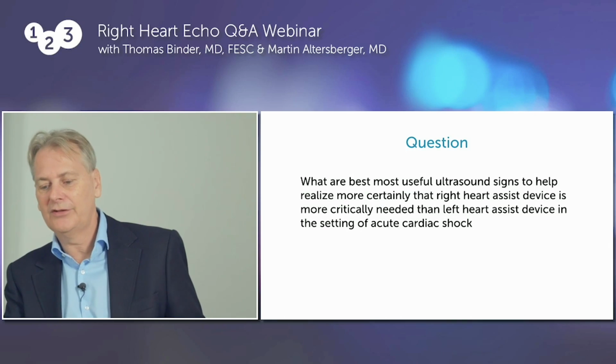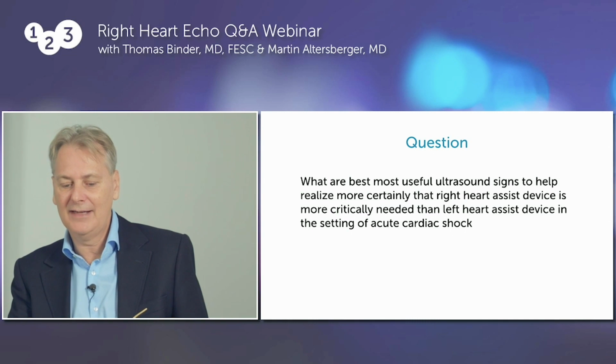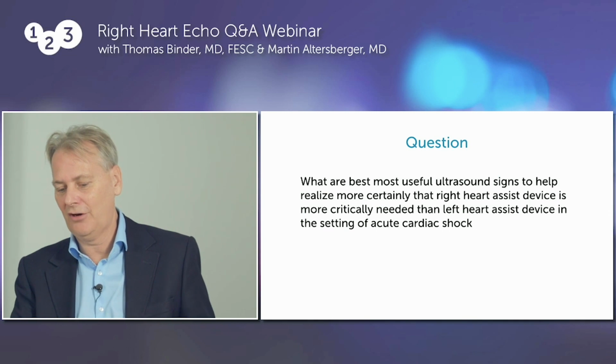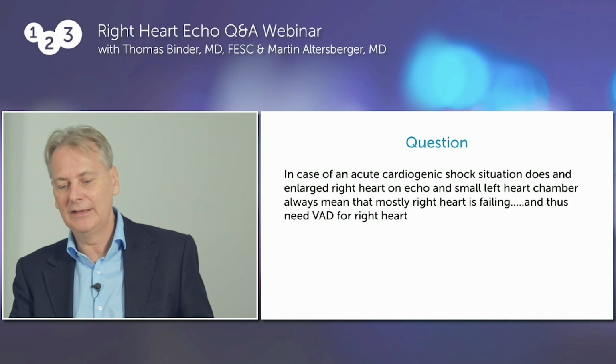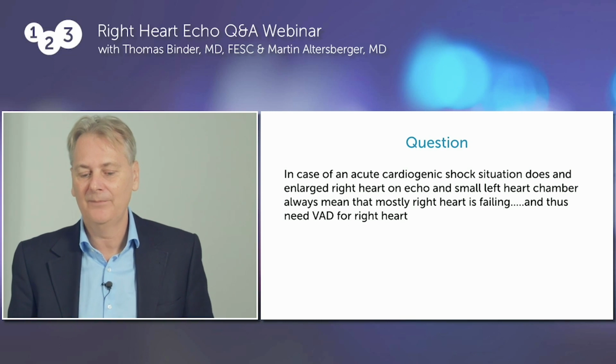Good. Let's move on. What useful ultrasound signs help realize more certainly that the right heart assist device is more critically needed than a left heart assist device in the setting of acute cardiogenic shock? And there was a second question dealing with the LVAD, and what I'll try to do is pack these two questions together.